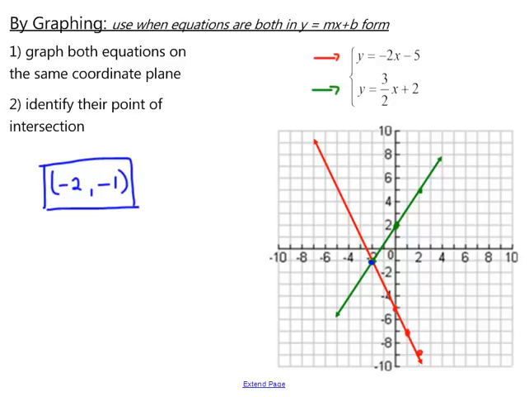So again, this is an Algebra 1 review of solving systems of equations, which we're going to use in Algebra 2 material with solving systems of quadratics. That's it for these notes.